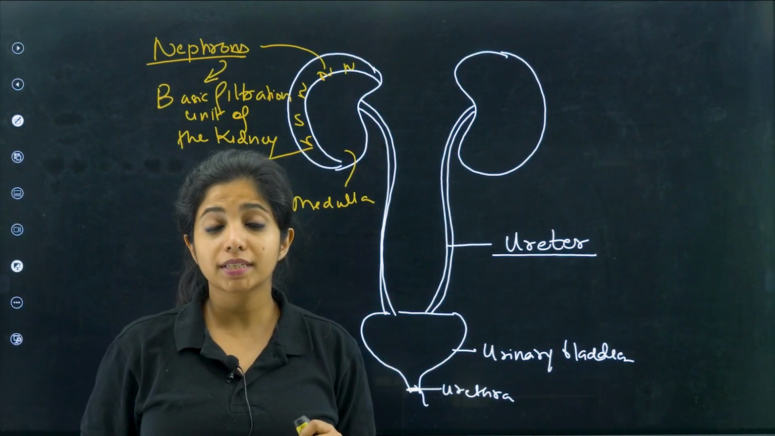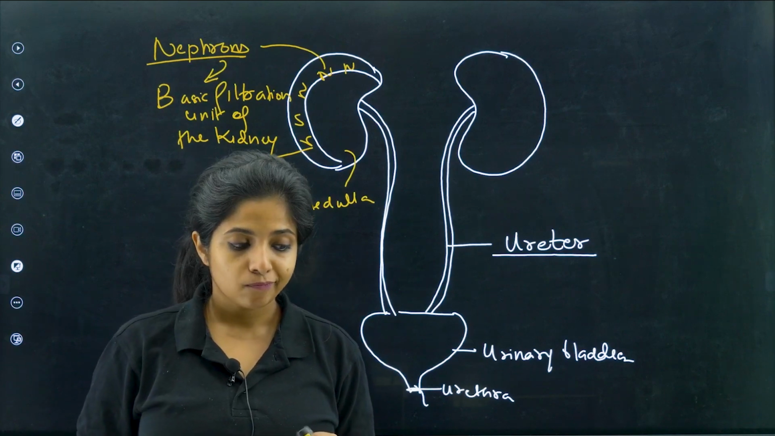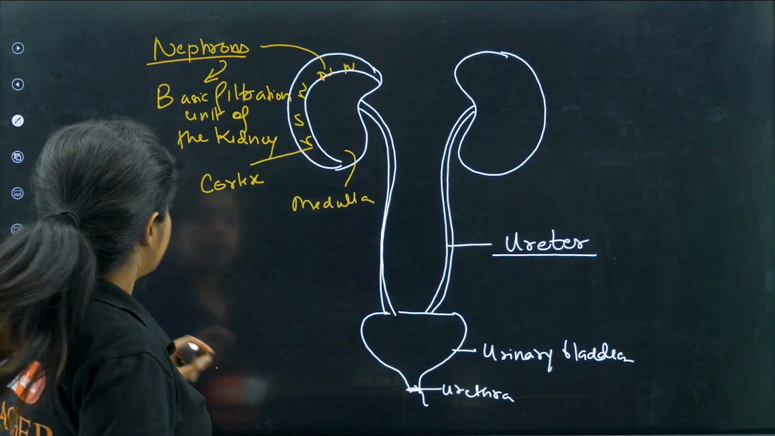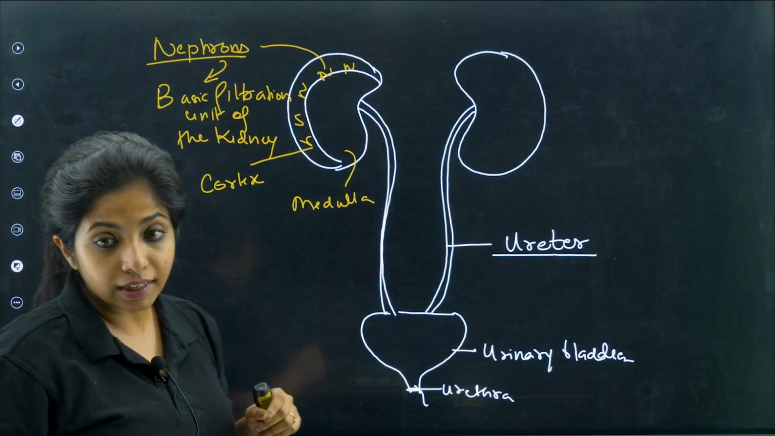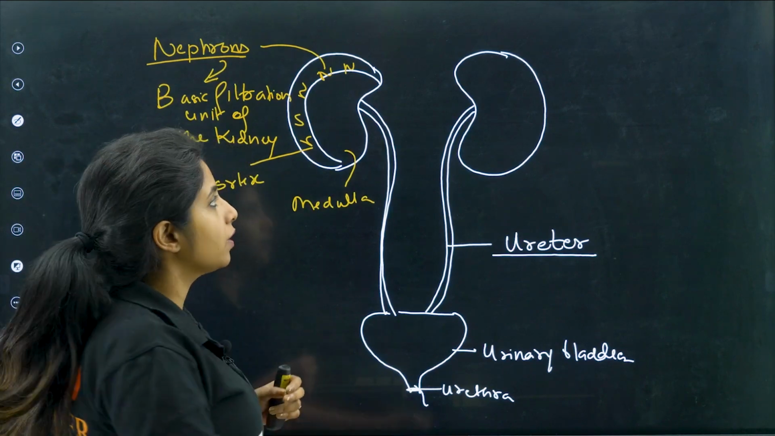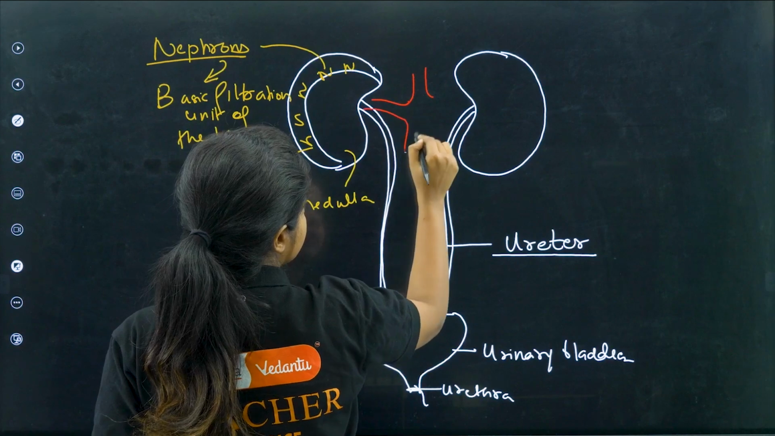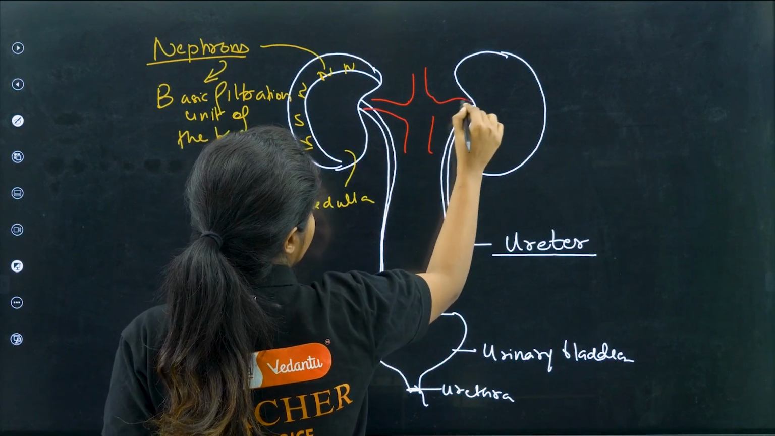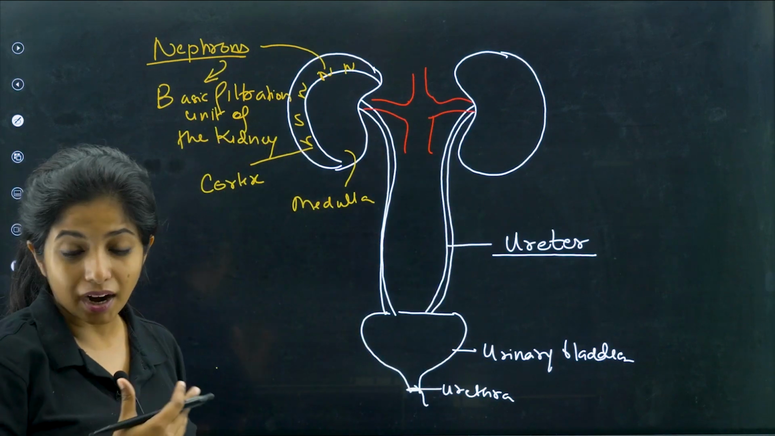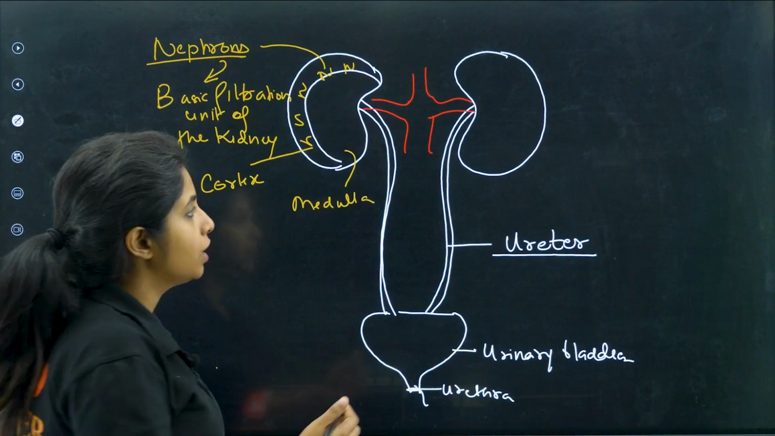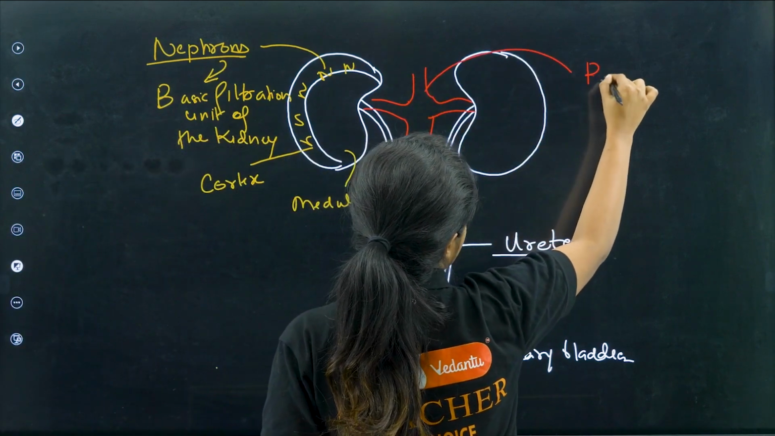Now, what is that something that I want to tell you? You would be having renal artery and renal vein as well. What do you mean by renal artery? Renal artery is the one that will be carrying blood from the heart to what? To your kidneys. Artery is basically carrying away from the heart, right? So it will be carrying to your kidney. So this is renal artery.